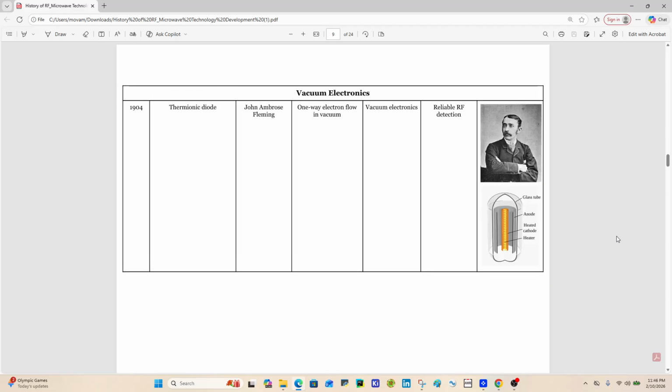In 1904, John Fleming invented the thermionic diode, and essentially this diode, this vacuum tube, uses thermionic emission to rectify high frequency signals. It's essentially the birth of electronic detection using vacuum tubes. So moving away from the coherers and building something that's more robust and more reliable, it initiates the beginnings of RF envelope detection.